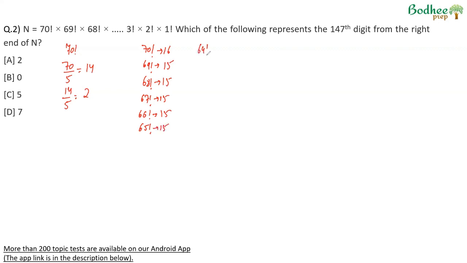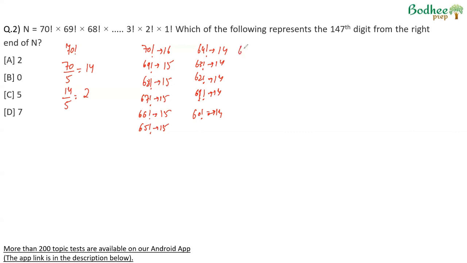If you look at 64 factorial now, 64 factorial will have one 5 less than 65, because 65 factorial is 65 into 64 factorial, and the 5 from 65 increases the number of zeros. So here there will be 14. 63 factorial will have 14, 62 factorial will have 14, 61 factorial will have 14, and 60 factorial will also have 14.